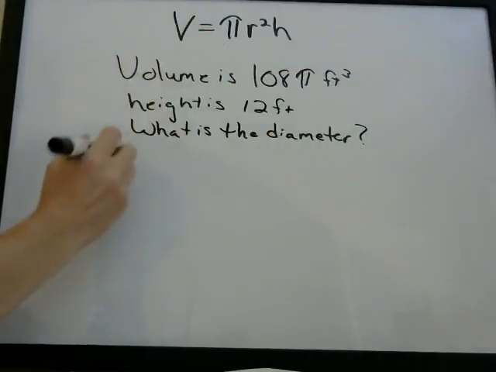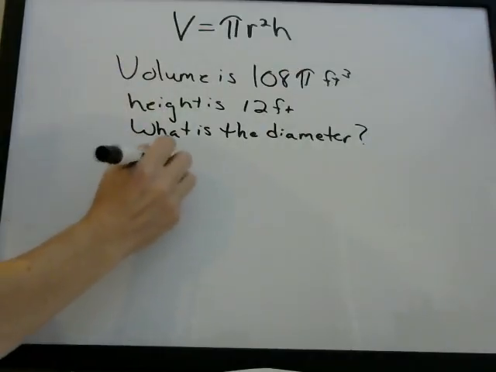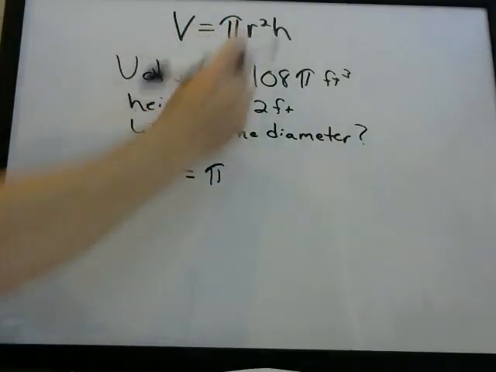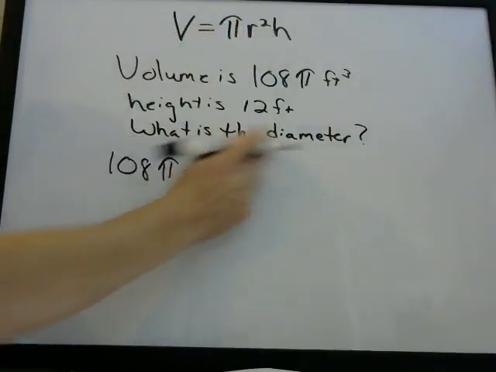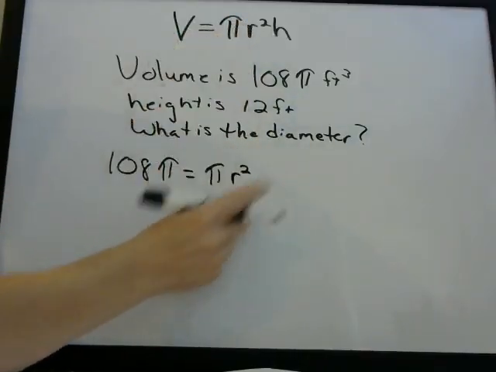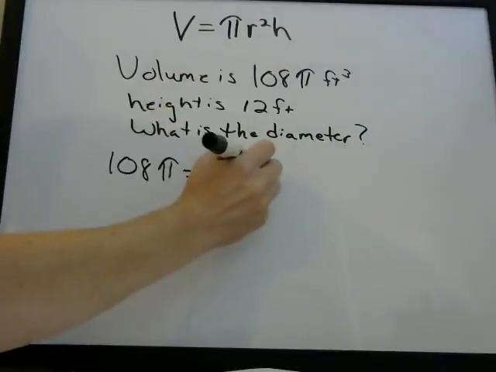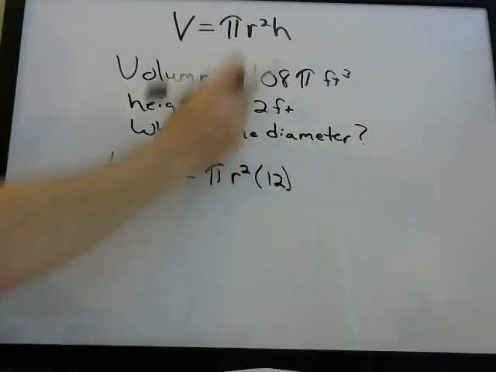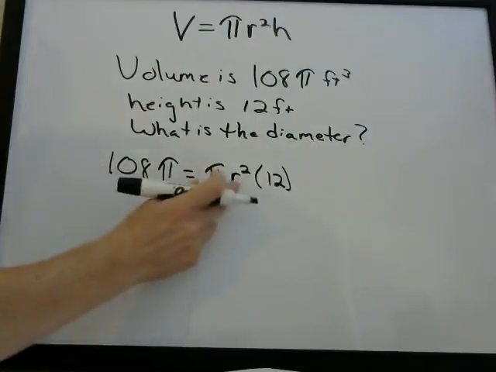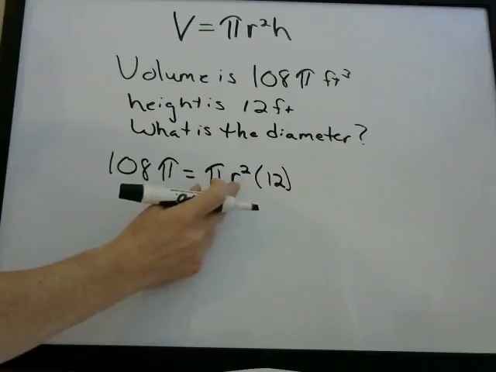So V, volume, 108 pi. Volume equals pi r squared times the height. Well, r is what we're trying to figure out, right? In order to get the diameter, we need to know what the radius is. We don't know what that is, so we're just going to leave it there. The height is 12. They've given us that, so we just plug in 12 for the height. So this is an algebra problem. If you don't know how to do algebra problems, you need to watch the videos on algebra. So here we're trying to solve for r. Once we know the radius, we multiply it by 2 to get the diameter, right?